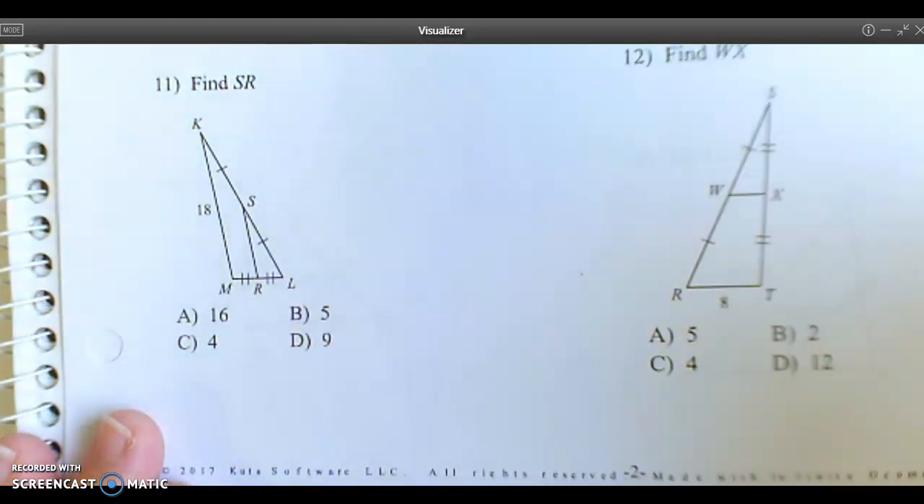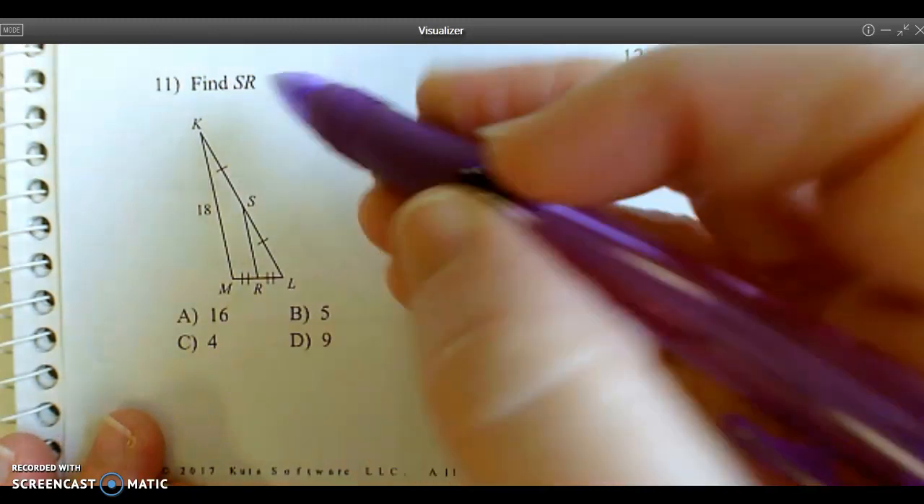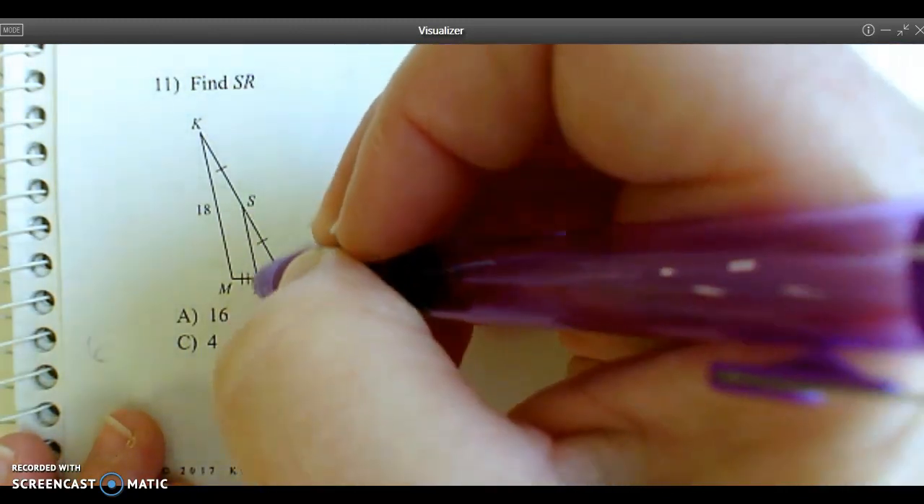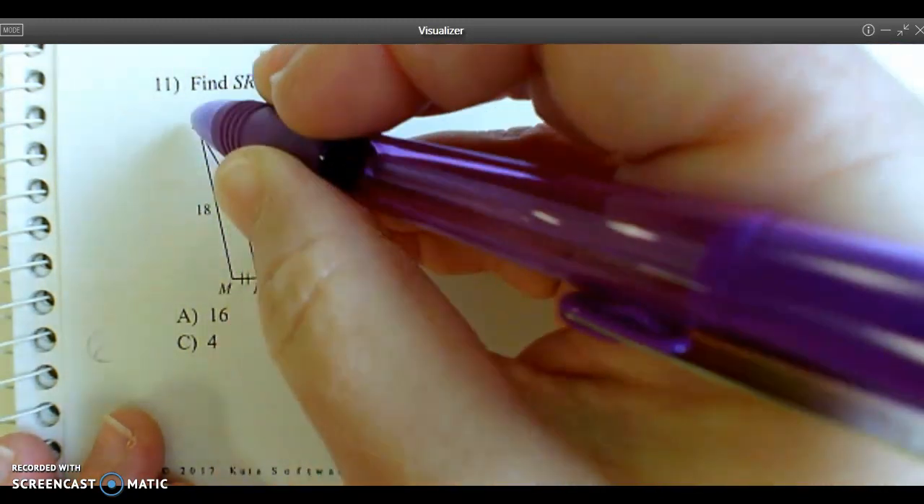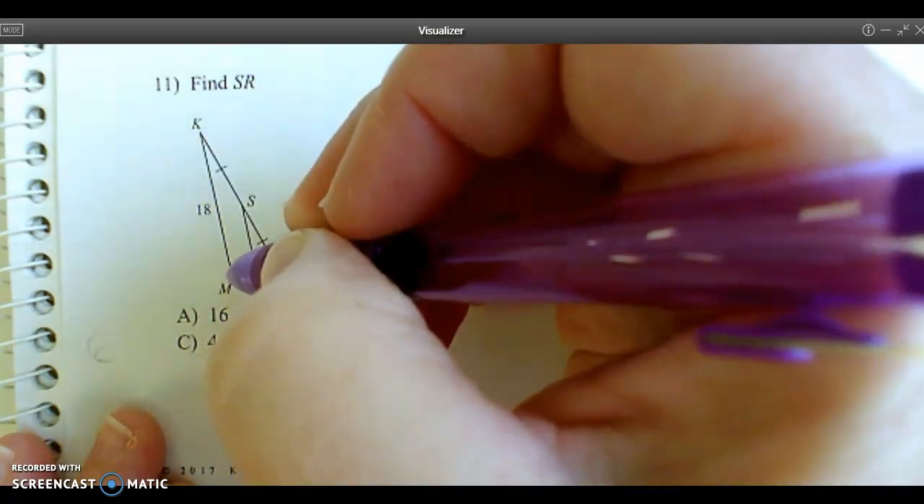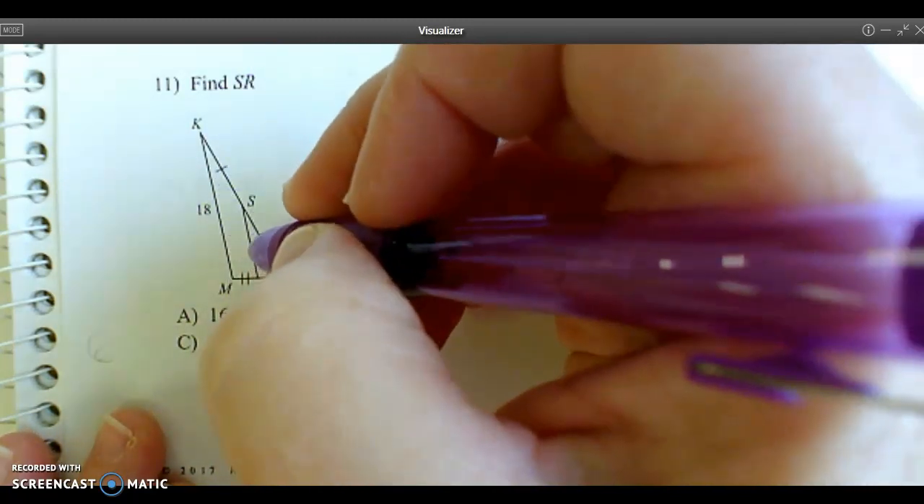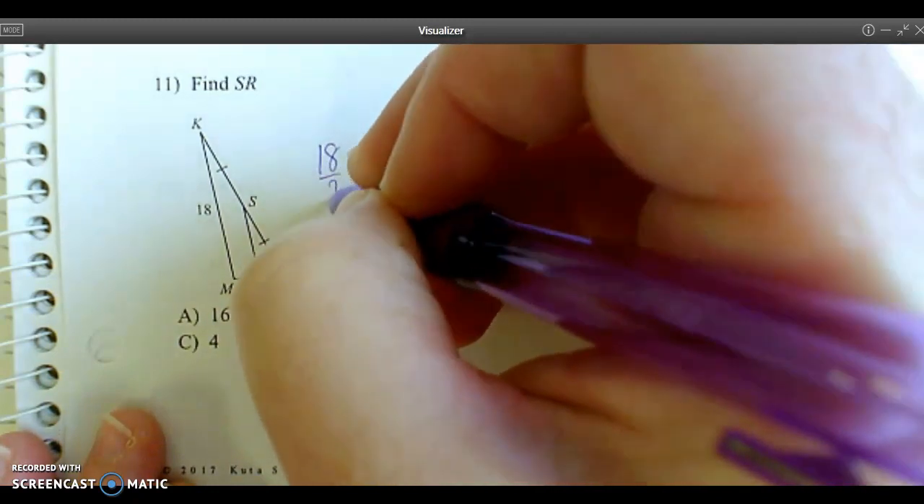Okay, find SR or RS. So I'm still finding the short side. Long side is 18. So I'm going to take 18. I'm going to divide by 2 to get the little one.